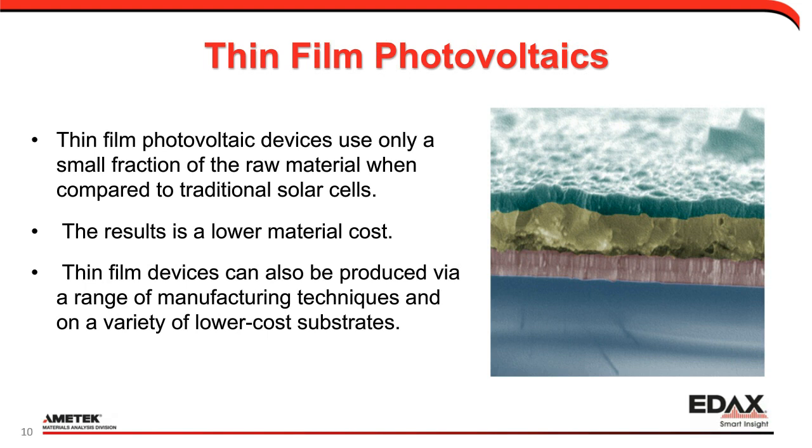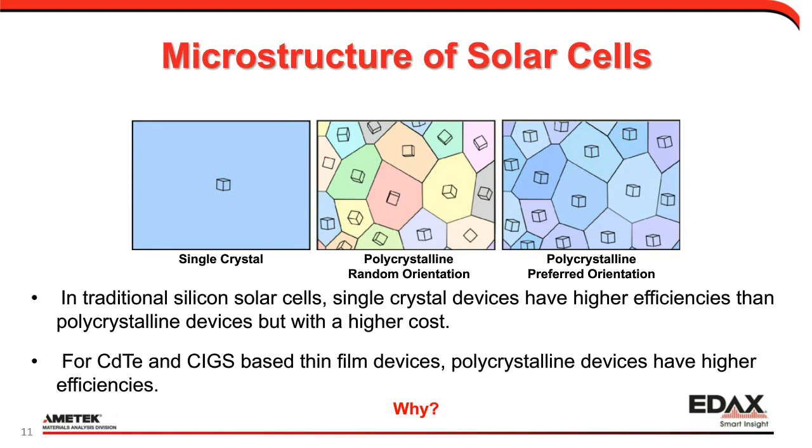And from an EBSD point of view, the reason this is interesting is that for silicon, the traditional solar cell single crystal devices were generally higher efficiencies than polycrystalline devices, but they were higher cost. But for some of the other thin film materials like CdTe or CIGS, polycrystalline devices have higher efficiencies. And so one of the questions being asked was why?